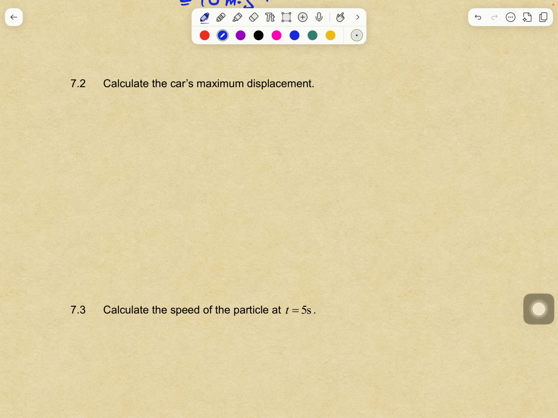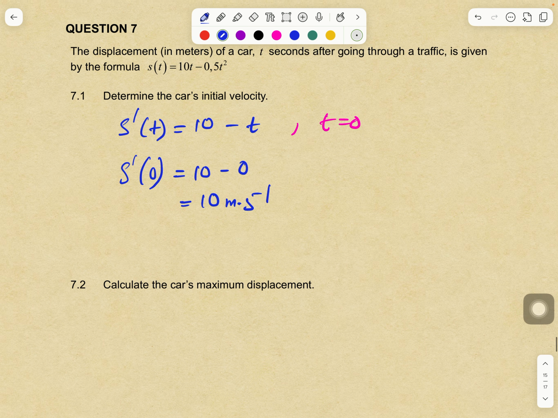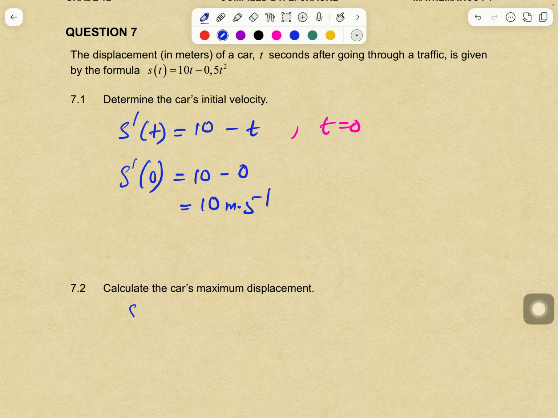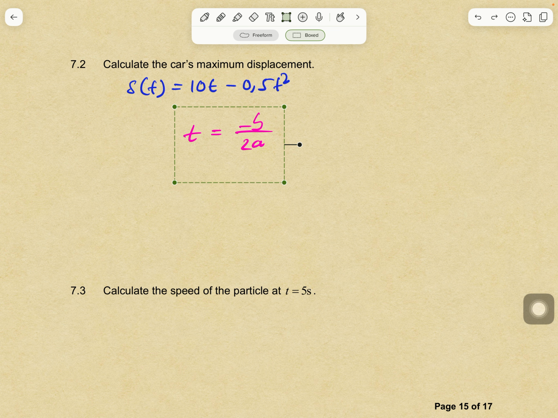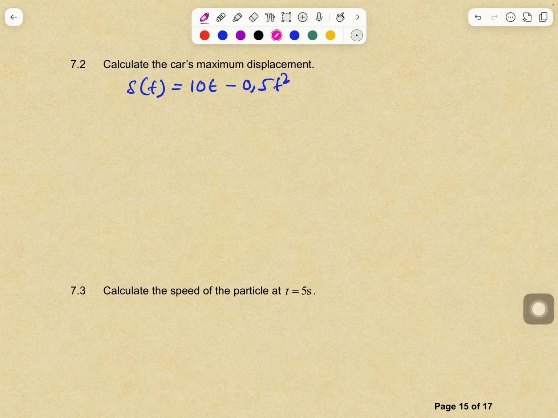And then calculate the car's maximum displacement. What is your displacement? You are given s of t is equal to 10t minus 0.5t squared. They want you to find the maximum displacement. What can you do? That looks like a quadratic, so you can use t equals minus b over 2a. You get your t and then you plug it back into the function. But that will be for grade 11 students. For grade 12, we advise that you use calculus of motion to derive the maximum.